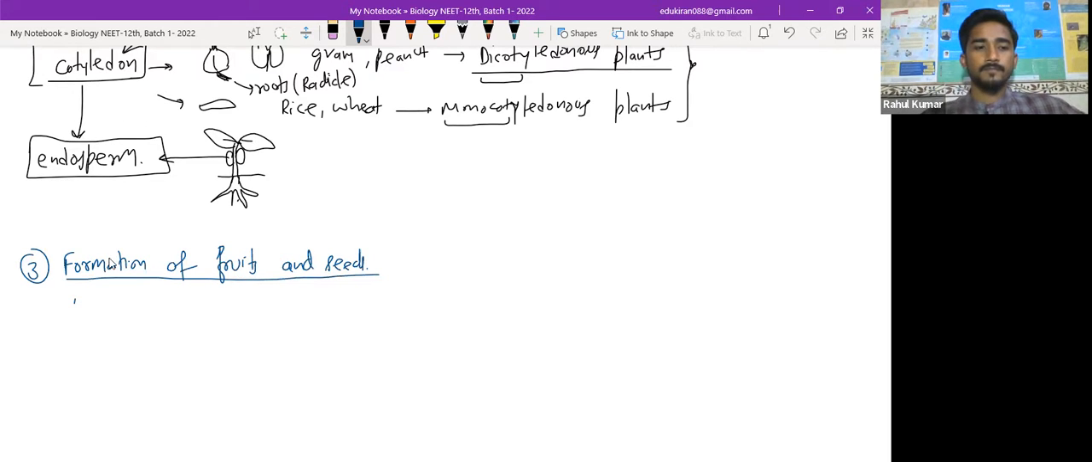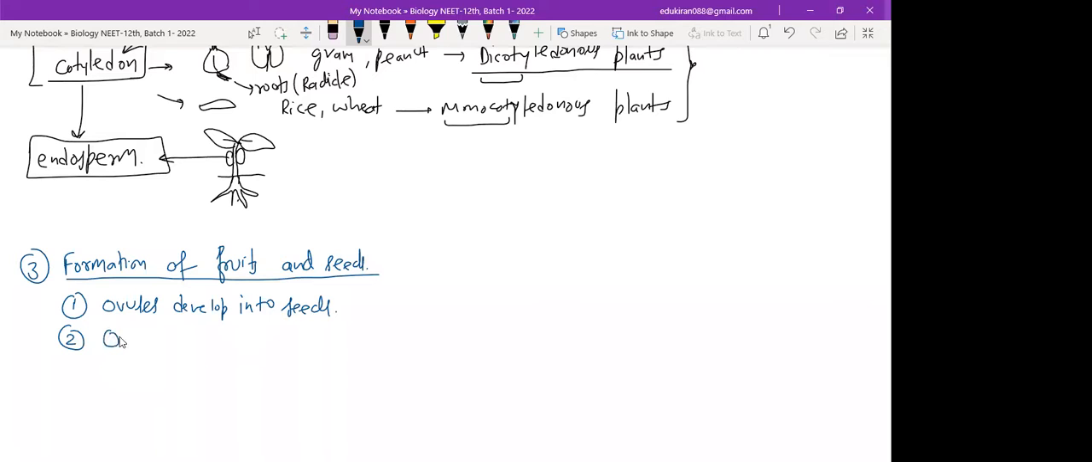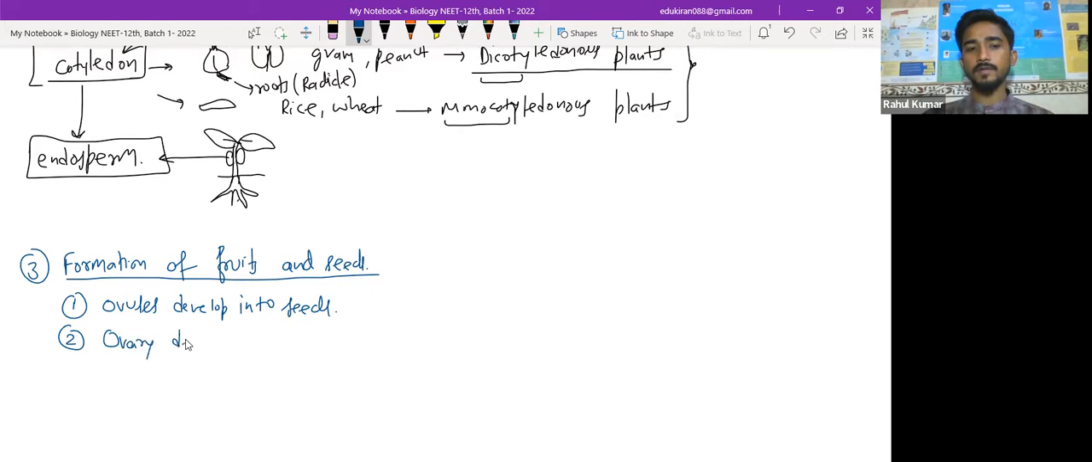First thing, write down what makes seeds. So write down ovules. This I have already told you before. Ovules develop into seeds, right? And what develops into fruit? Ovary. Yes, the ovary develops into fruit. Now seed and fruit, ovules and ovaries.